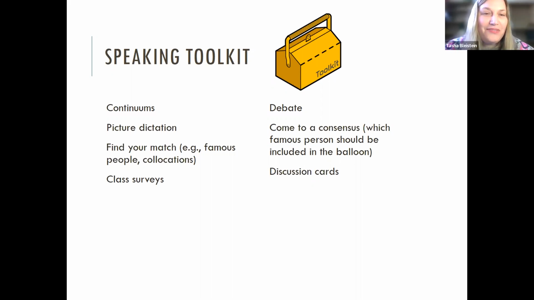Picture dictation is really fun. One person sees the picture and they have to tell the other person how to draw it. If you could especially find a picture or draw one yourself that has a lot of the vocabulary words or the content that you've been learning, that could be very fun. You can do find-your-match activities with famous people or with collocations. So it could be a verb and a noun that go together, and then they have to find each other and create a sentence together.